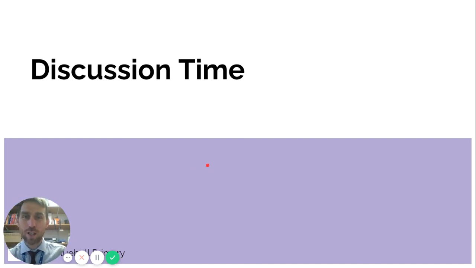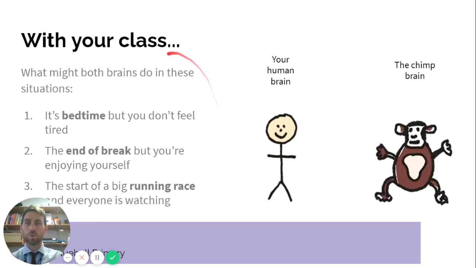Right, now, discussion time. This you can do with your class. I'm going to give you some more scenarios and then we're going to stop the video and your teacher can show the slide and we can talk about it with them in class. So what might both these brains do in the situation? So you've got your human brain, the happy, smiley human brain, and you've got the chimp brain who doesn't always make the best decisions. So it's bedtime, but you don't feel tired.